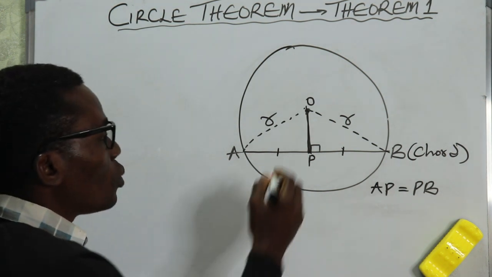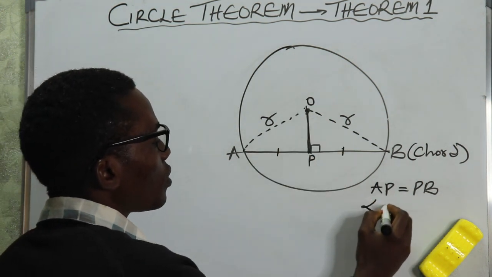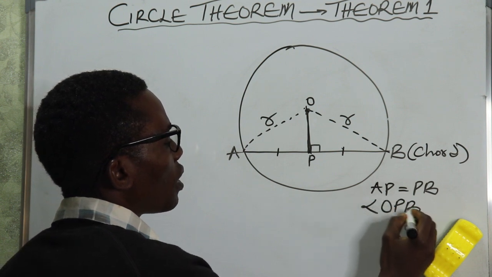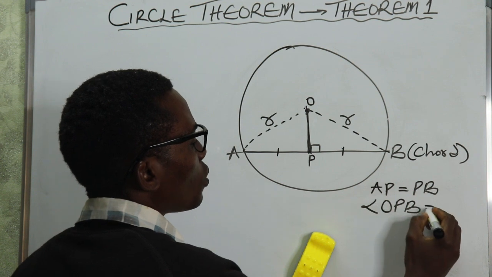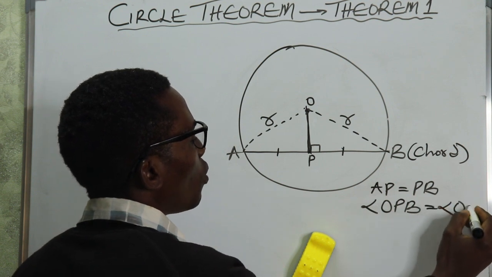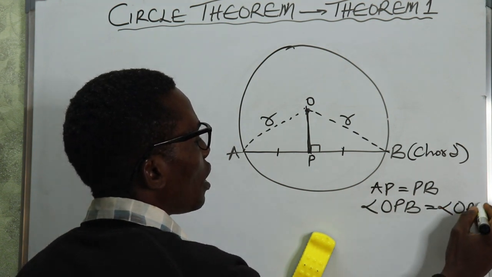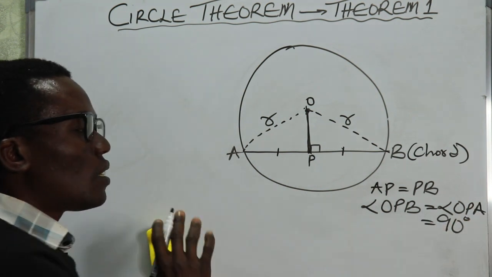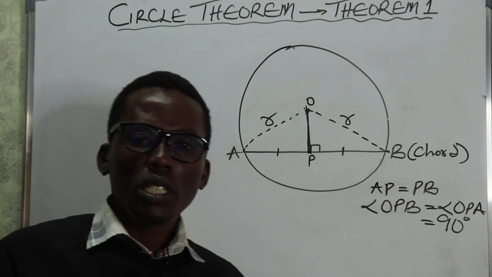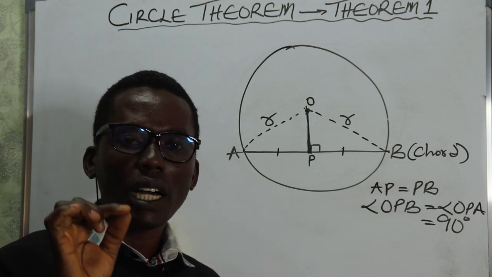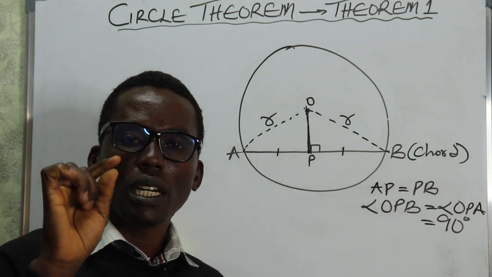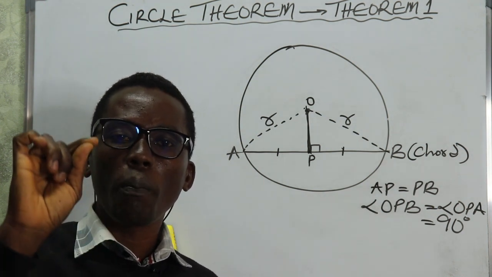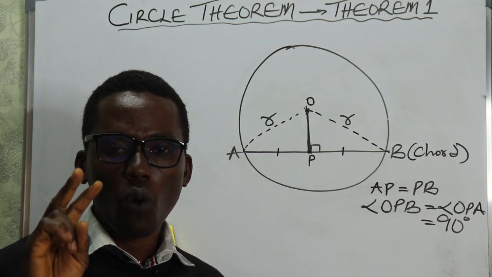And you should also note that angle OPB is also equal to angle OPA. Both of them are equal to 90 degrees. That's the point you should note. 2 things you must note: this line is perpendicular to the chord, and it also bisects the chord into 2 equal parts.